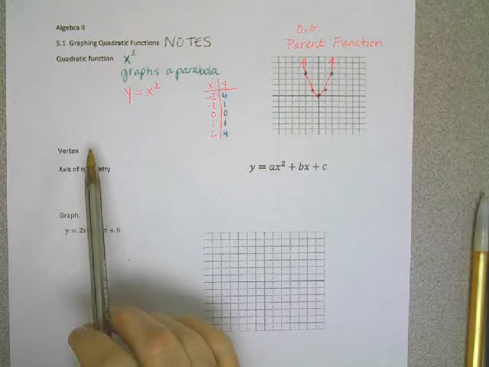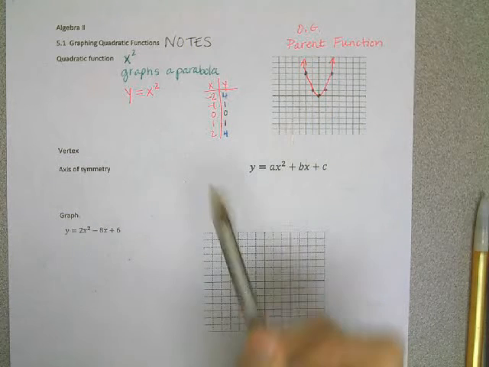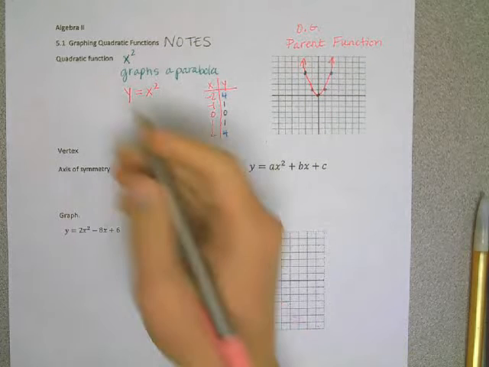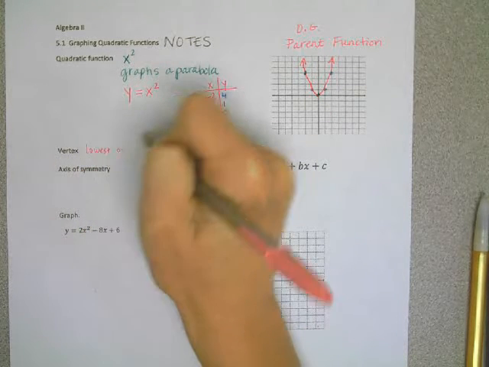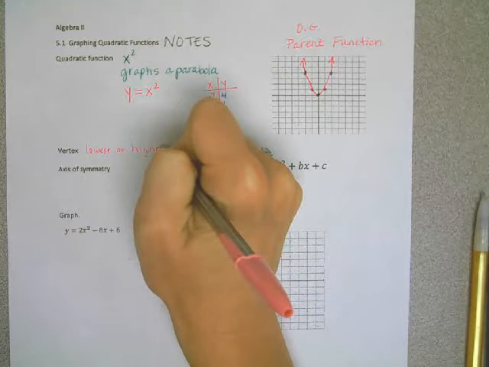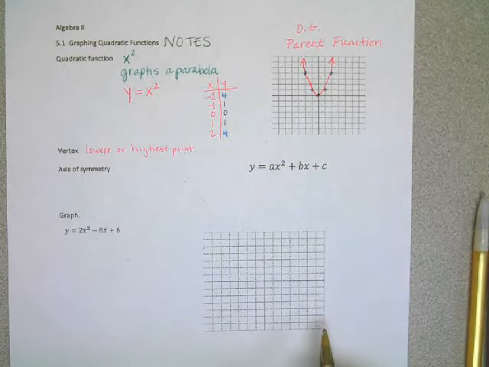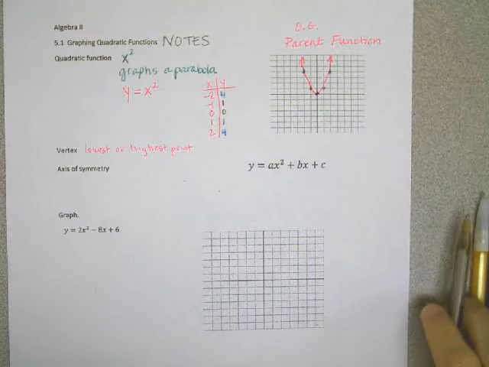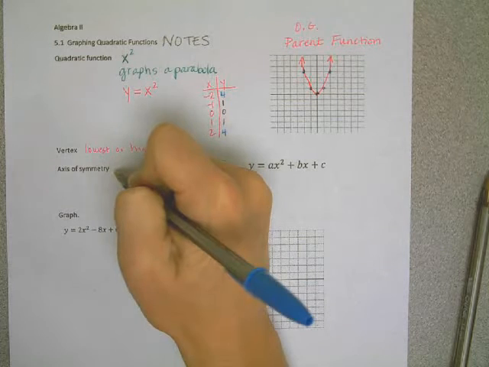We have some important things we could talk about. The vertex is either going to be the highest point or the lowest point. So my vertex on my parent function is at 0, 0. So that's either the lowest or the highest point. If you can figure out where the vertex is, you'll know exactly how this graph is shifted up, down, left, or right. Your axis of symmetry, basically that is a vertical line that cuts your graph exactly in half.